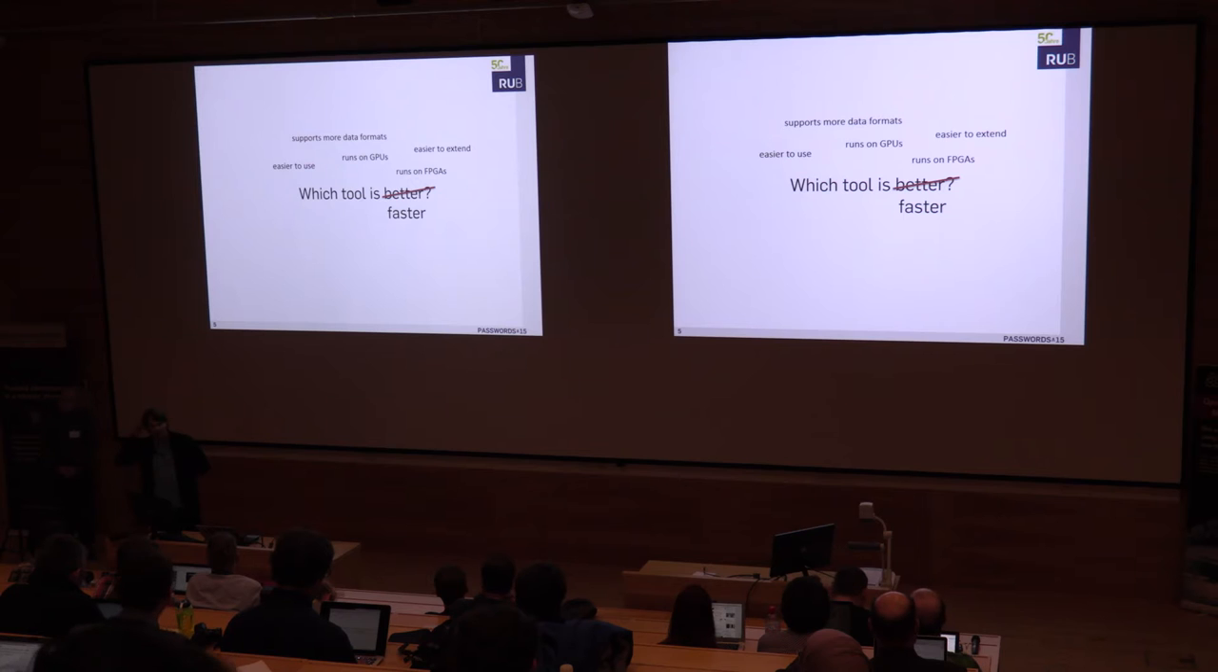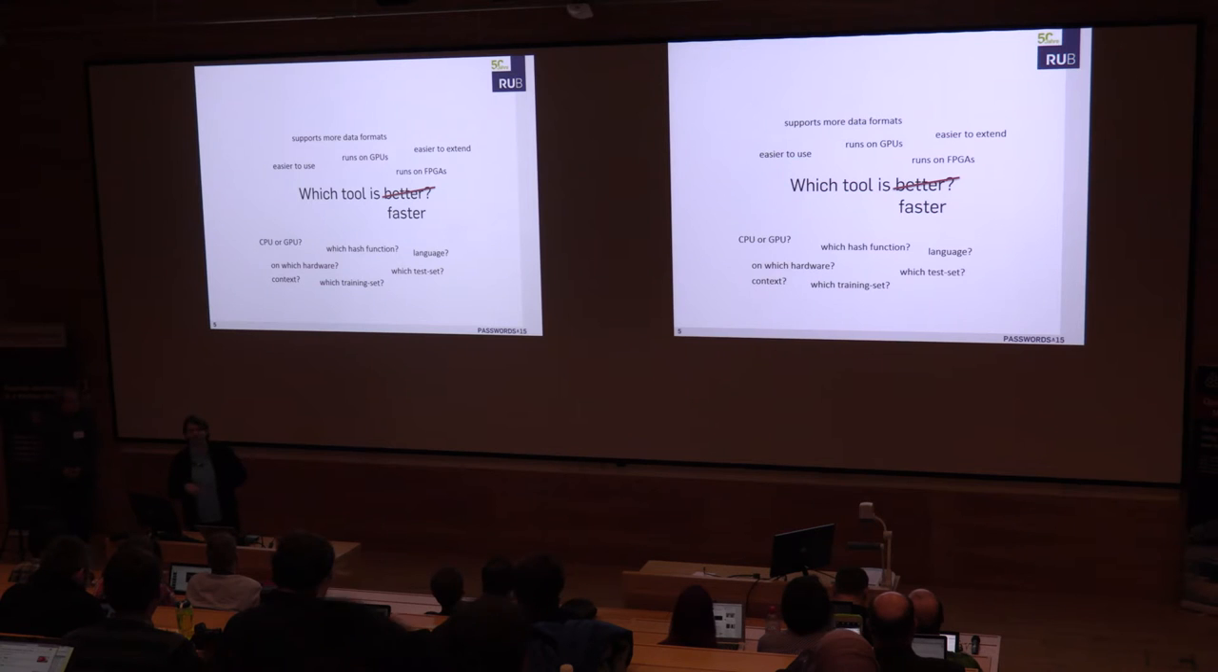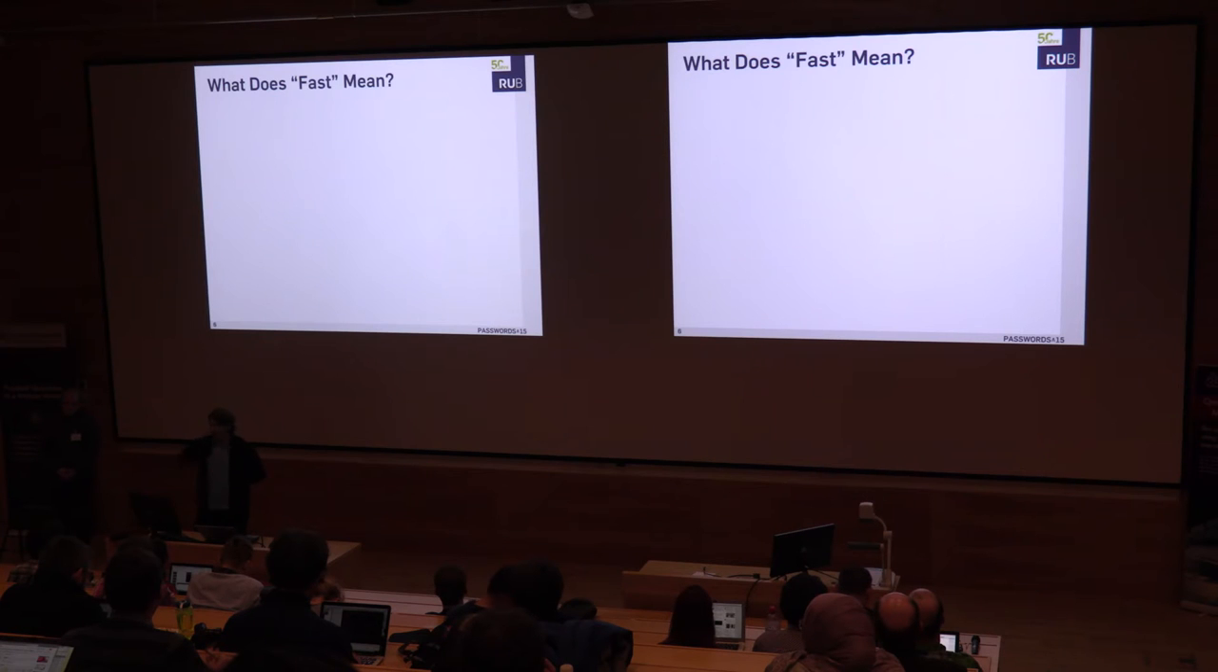Let's try another question. Which tool is faster? This is slightly more precise. Still, the question is faster on which hardware, against which hash, which training set, which testing set. Too many questions to answer. And this is all just to illustrate that we are, on the next slide, making some fundamental restrictions on what we are exactly comparing. And this is for motivating why we need to restrict quite drastically. And I want to try to motivate the restrictions that we made so that you know what's going on.